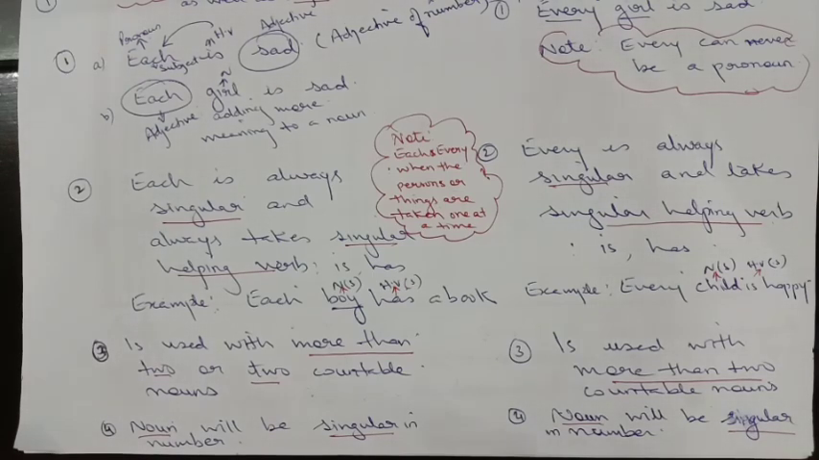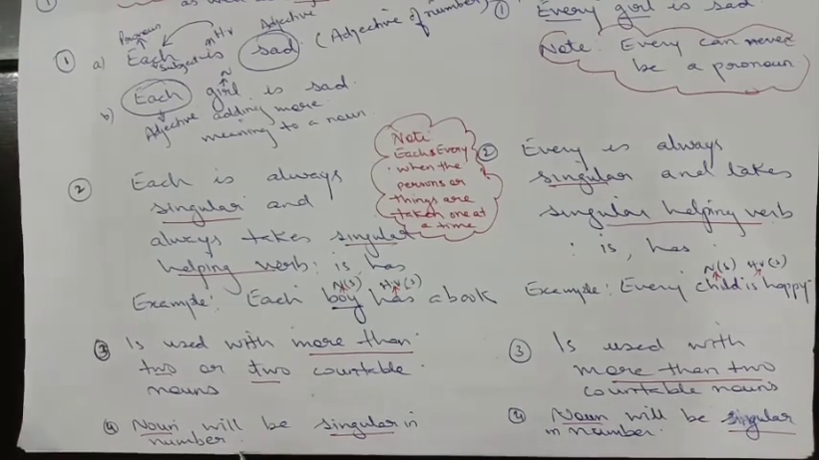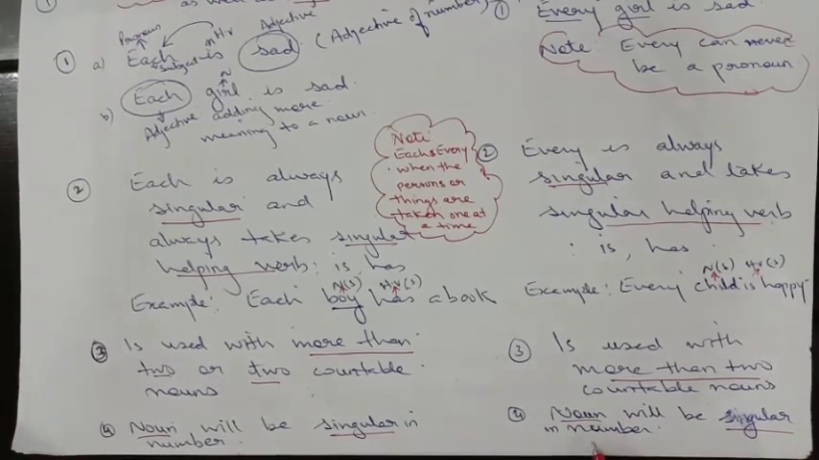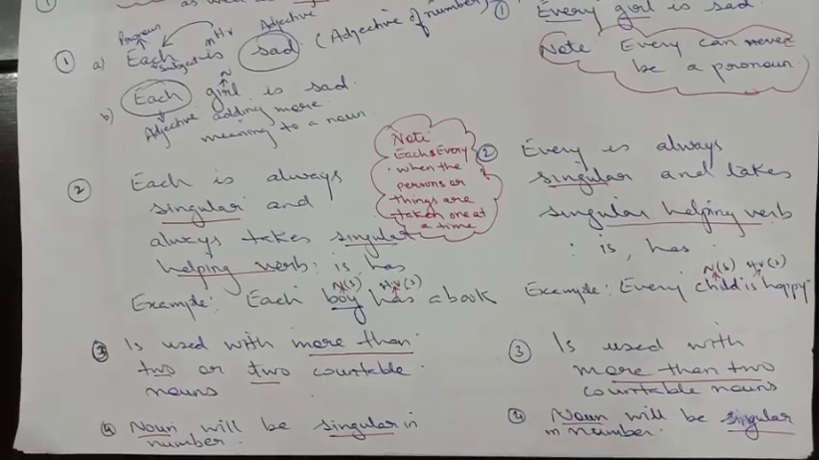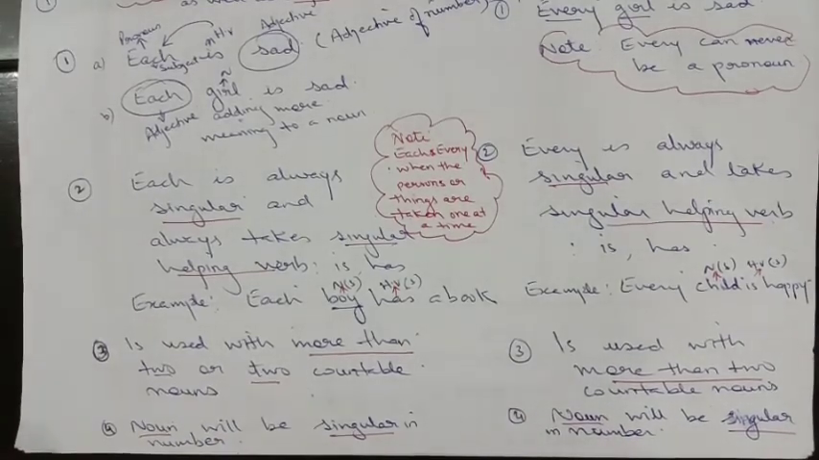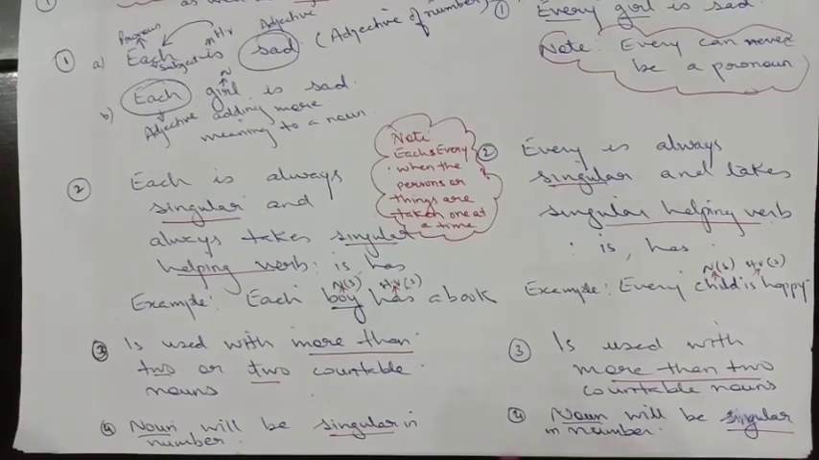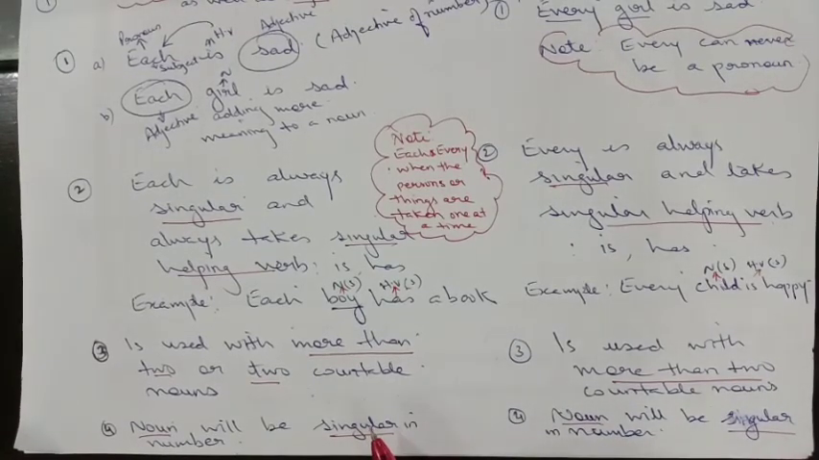Now see again the similarity. Noun will be singular in number. Noun should be singular for each also and for every also. Noun will remain similar. But each you will use with two also and more than two also countable nouns. If the countable noun is two, you will use each. If it is more than two, you can use each there also. But for every, it should be more than two.